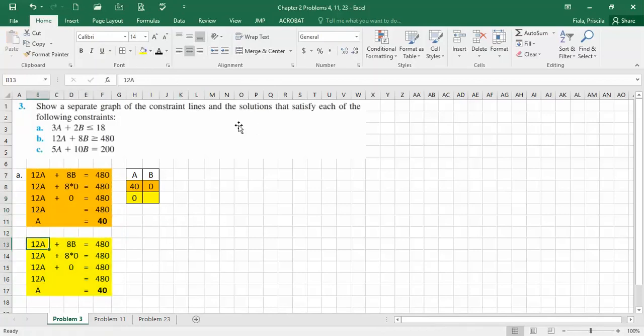So now we're setting A to 0. So 12, right? We're setting A to 0 now. So 12 times 0 plus 8B is equal to 480. So 12 times 0 is 0 plus 8B, correct? Therefore, 8B is equal to 480. Well, divide both sides by 8. So 8B divided by 8 is B.